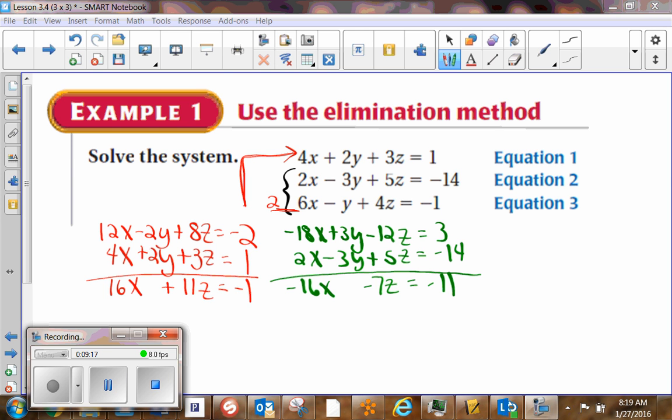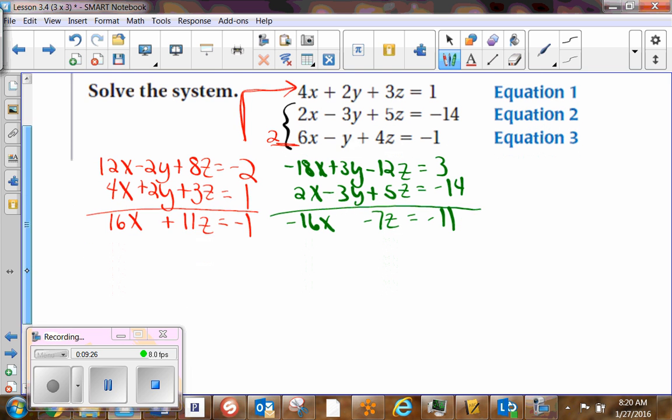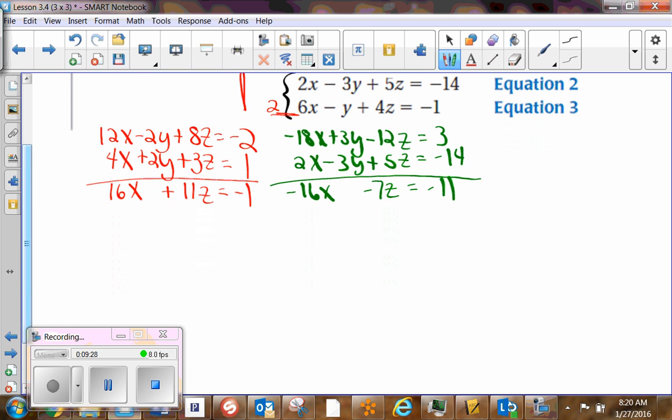Now look at these two. Now I've got two equations with two unknowns. Well, that's what we had last night. I can solve those. So I'm going to stick these two together and solve it like a 2 system, a 2 by 2. So I'm going to take this 16x plus 11z equals negative 1. And I'm going to put it together with negative 16x minus 7z equals negative 11.